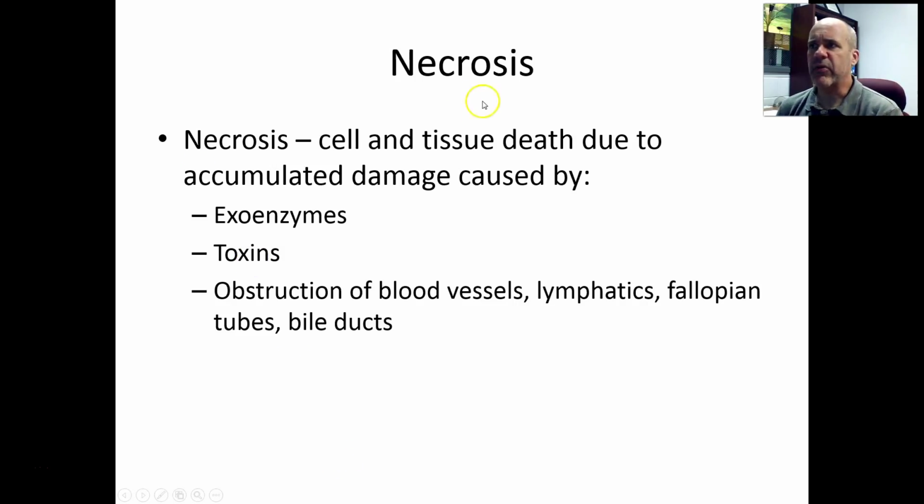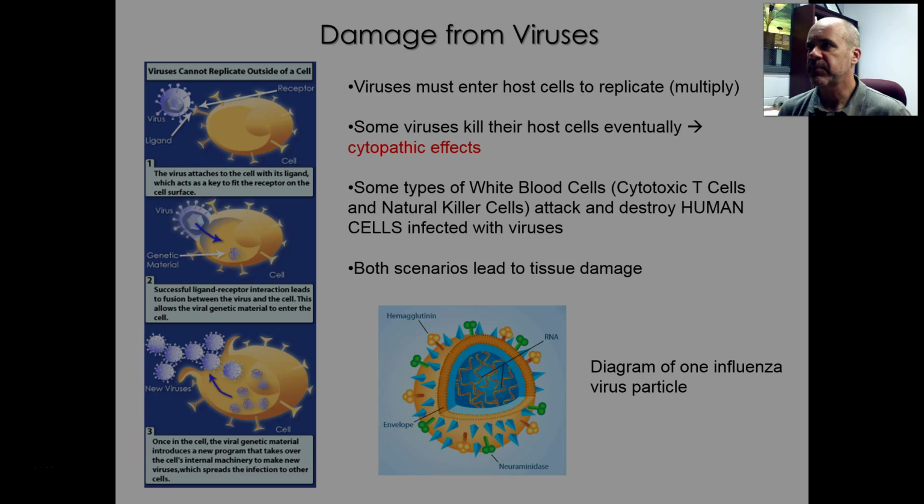Another term to know is necrosis, and we've talked about this before with necrotizing fasciitis. That's a term that just refers to cell and tissue death, and that's caused, for various reasons, by any kind of damage occurring due to microorganisms. That can be through exoenzymes, toxins, and some microbes actually obstruct blood vessels or lymphatic vessels, even the fallopian tubes and bile ducts, depending on where the infection is located. And so you can imagine if the microbes are cutting off the blood supply, that's going to lead to tissue death as well. It's going to lead to necrosis.